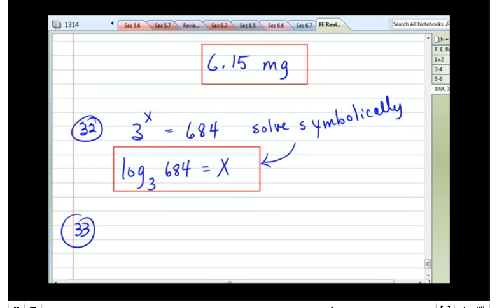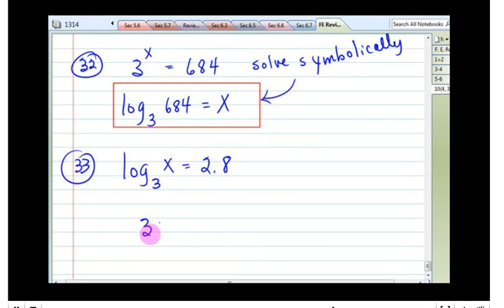33, same thing. Log base 3 of x equals 2.8. How can we do that one? Here's your base, here's your exponent. So solving it symbolically, 3 to the 2.8 equals x. You just want to get x by itself. Okay.